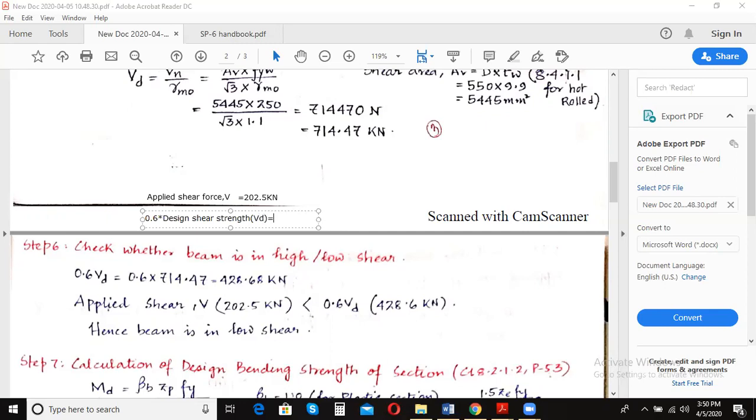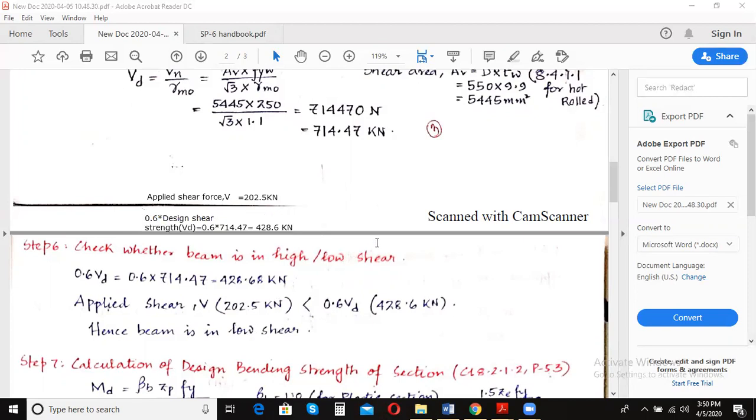Okay, so this value is equal to how much? 0.6 into 714.47. Okay, so this value is coming out as 428.6 kilonewton, right? Now this specification is also given in your IS code. I would ask you rather to look it up by yourself. Okay, so I'm keeping this part for you.